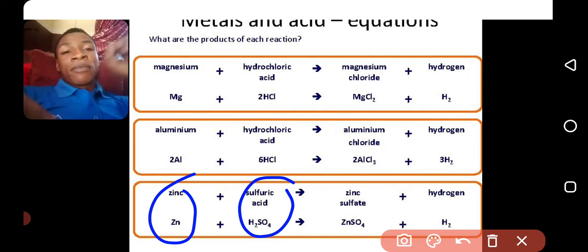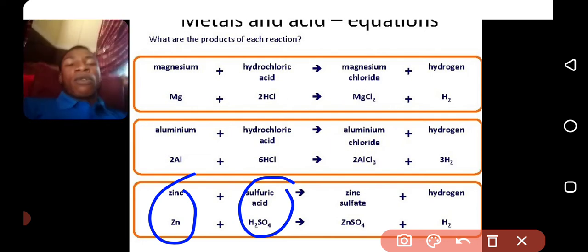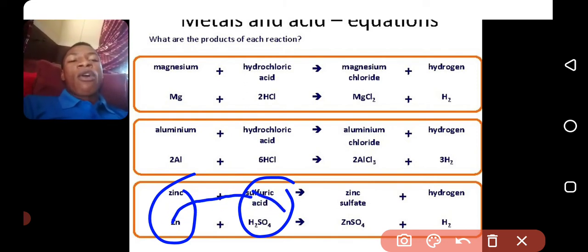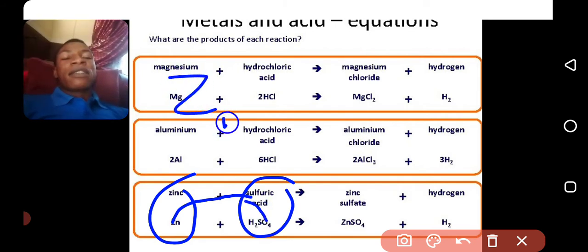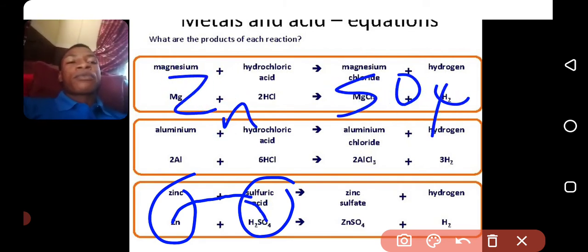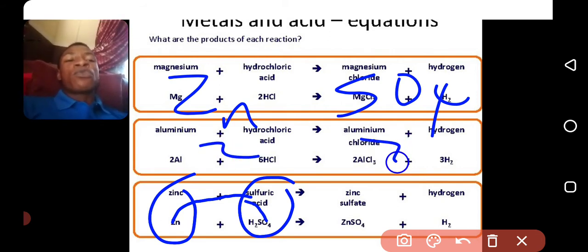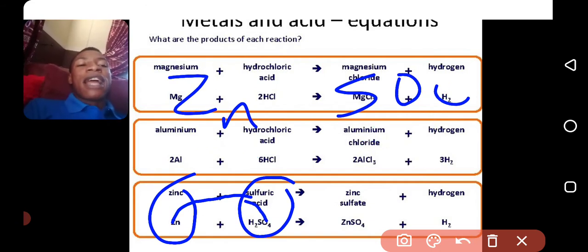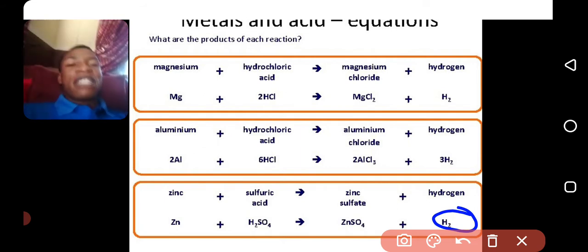Sulfuric acid. So what do you expect again? Zinc will send away the hydrogen and combine with the SO4. Zinc, SO4. They both have a valency of 2, so that will give you ZnSO4. Then the hydrogen will be left alone as a displaced element, a gas.